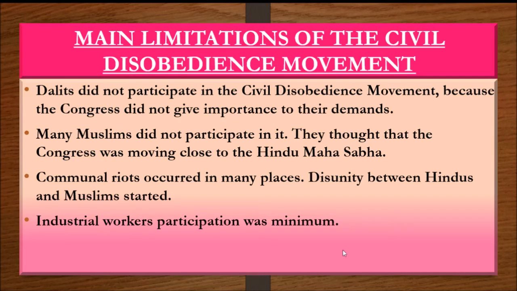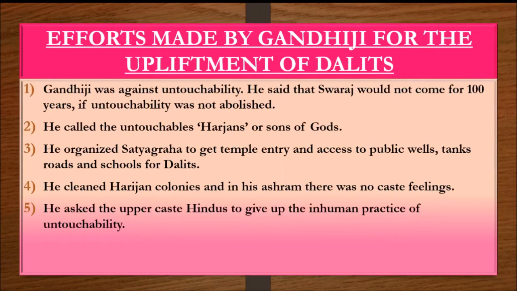Okay, children. Now the main limitations of the civil disobedience movement. Dalits did not participate in the civil disobedience movement because the Congress did not give importance to their demands. Many Muslims did not participate in it. They thought that the Congress was moving close to the Hindu Mahasabha. Communal riots occurred in many places. Disunity between Hindus and Muslims started. Industrial workers' participation was minimal.